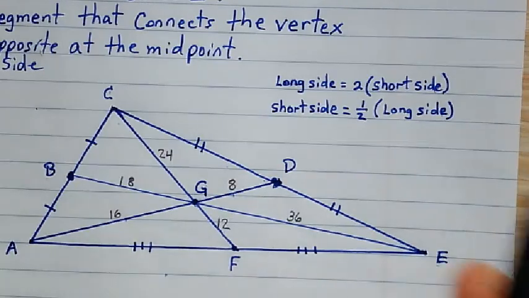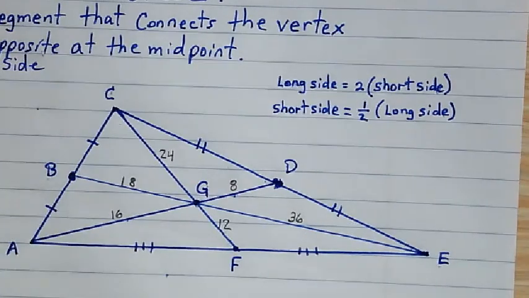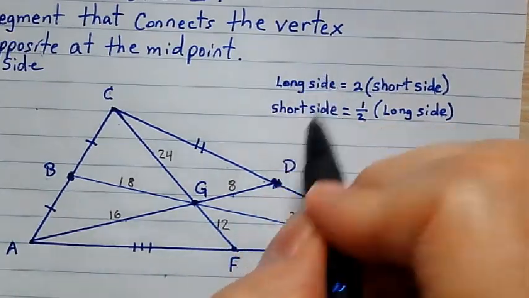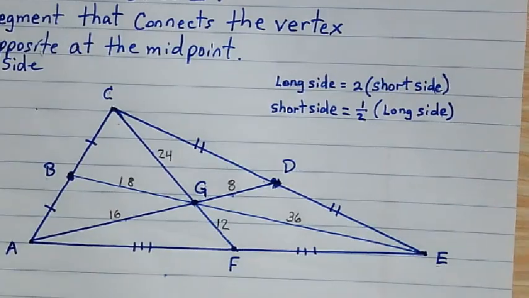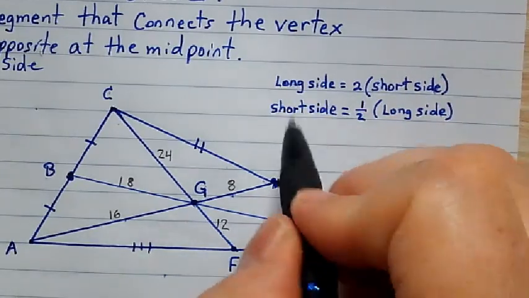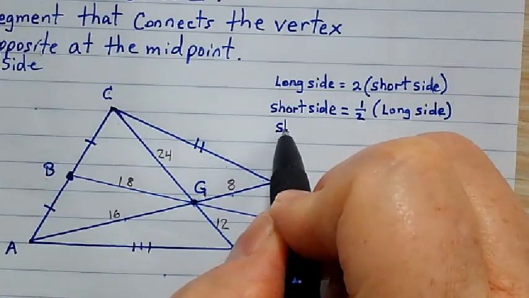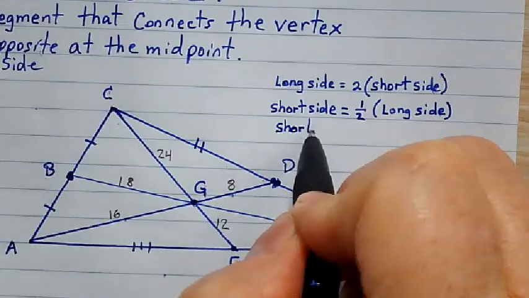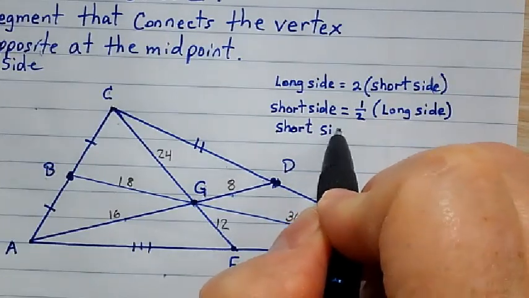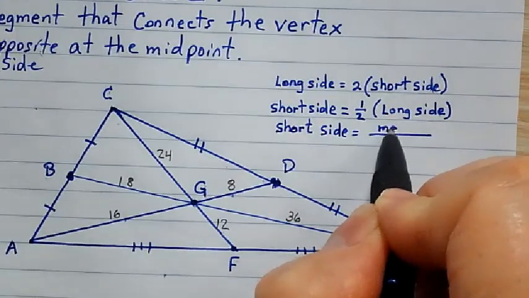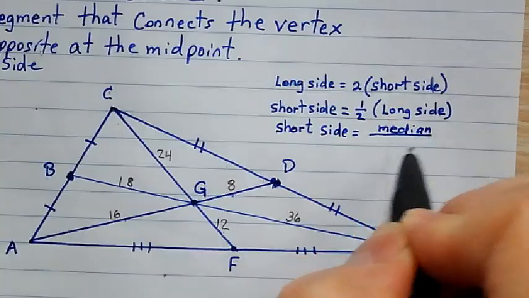Now there's one more thing that I really want you to know. Two things I want you to know. One thing for sure is I want you to know that the short side equals the entire median divided by 3. The short side is 1/3 the entire median.